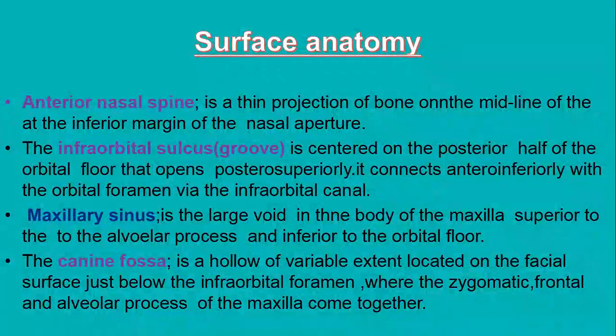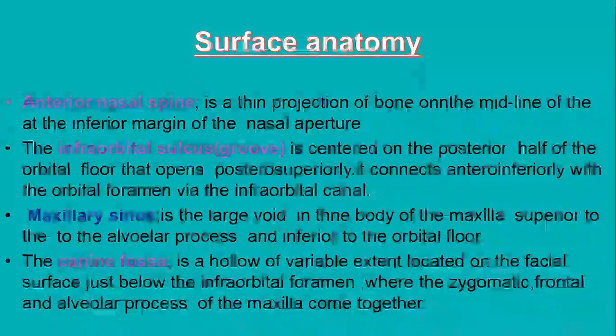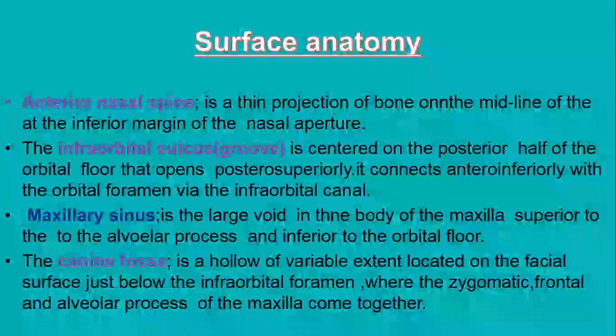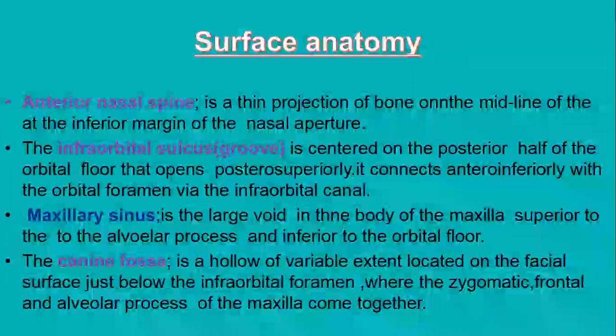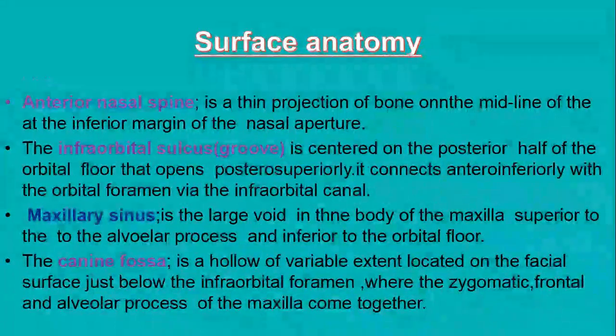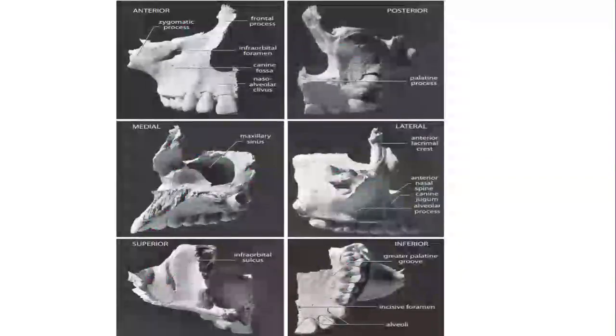The maxillary sinus is the large void in the body of the maxilla, superior to the alveolar process and inferior to the orbital floor. The canine fossa is a hollow of variable extent located on the facial surface just below the infraorbital foramen, where the zygomatic, frontal, and alveolar processes of the maxilla come together. So that's the part labeled as canine fossa. So we've been able to identify those structures which I've mentioned.